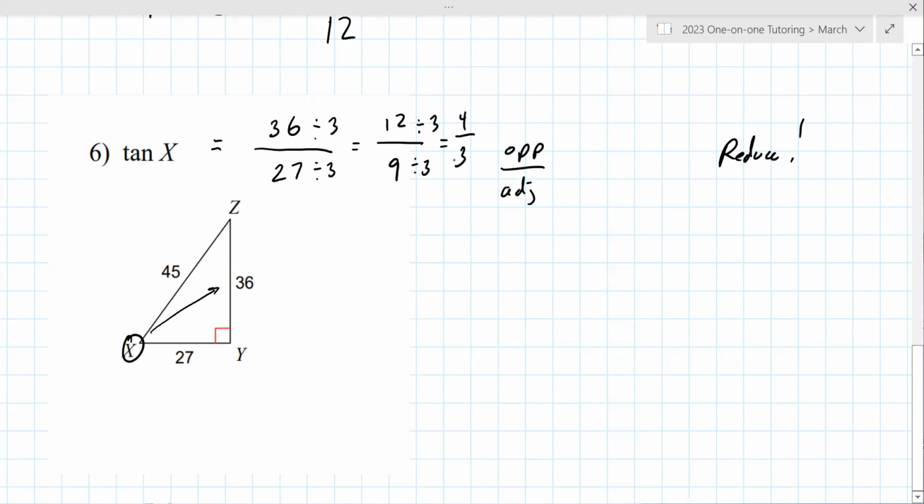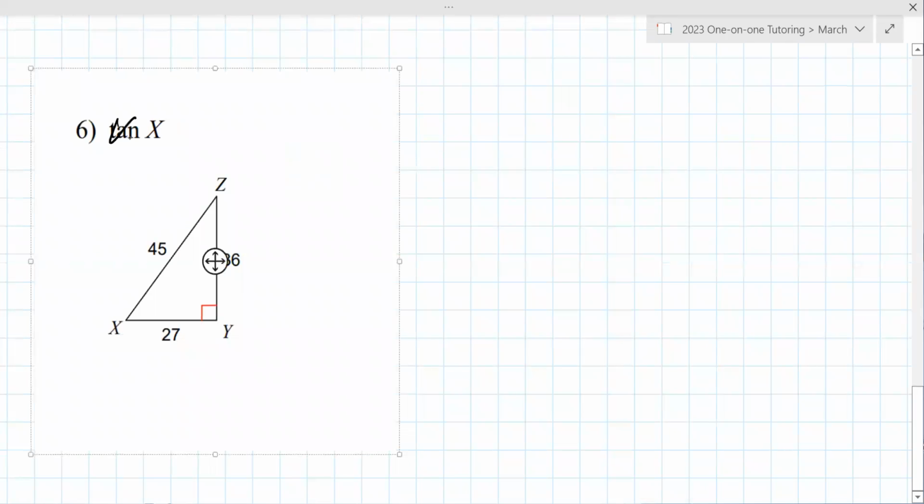All right. So now we're going to look at the same drawing, same triangle, but we're going to do the tangent of z this time. So I want you to give me the tangent of z in reduced form, just like we did in the last problem.